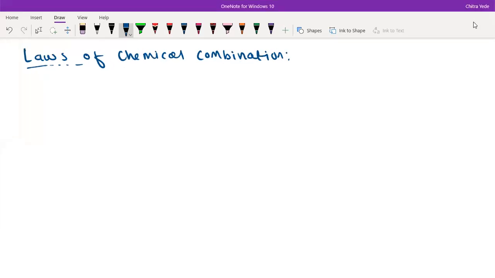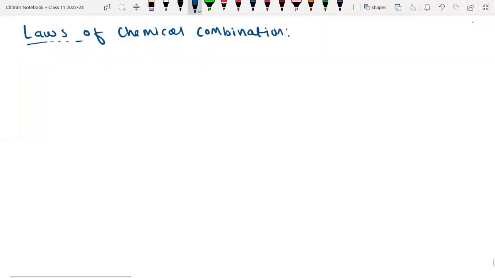Now we are going to discuss the laws of chemical combination. Very important. During a chemical reaction, whenever it takes place, the substances obey certain laws. First we have to understand what a chemical reaction is. A chemical reaction is the process in which one kind of substance takes part and forms a new type of product.